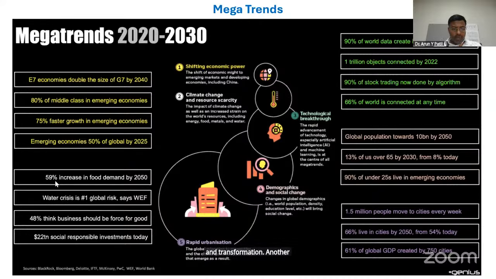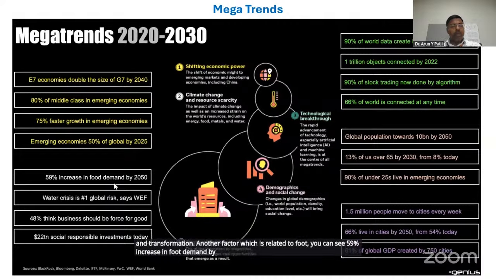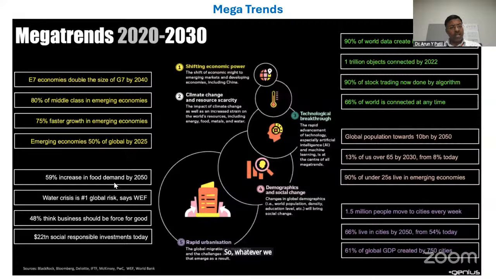Another sector which is related to food, you can see a 59% increase in food demand by 2050. So whatever we are finding, the agricultural sector has a very high capacity to come out with industrialization, or I can say an automation process, right?